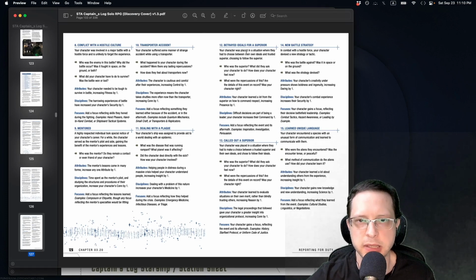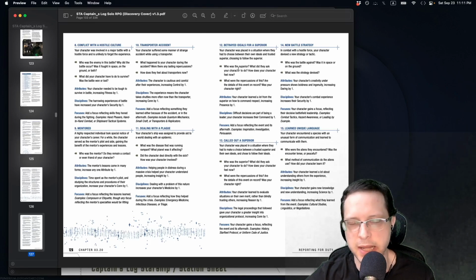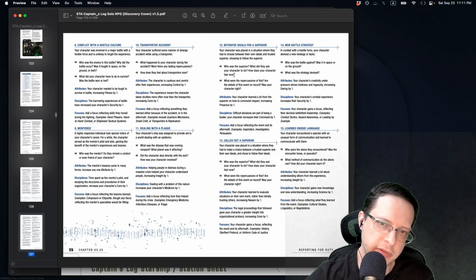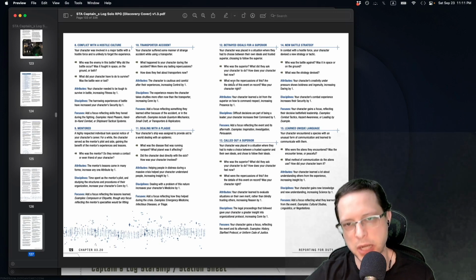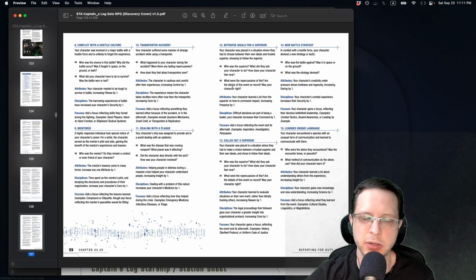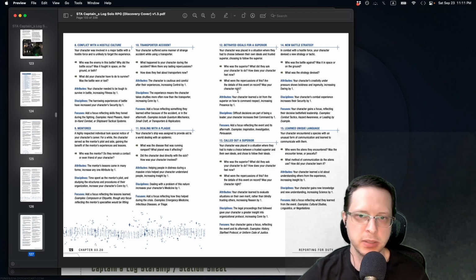Your character is placed in a situation where they had to choose between their own ideals or a trusted superior, choosing to follow the superior. Who was the superior? What did they ask the character to do? How does your character feel about it now? What are the repercussions? What details of the event are on record versus off the record? And was your character right, or was the superior correct?